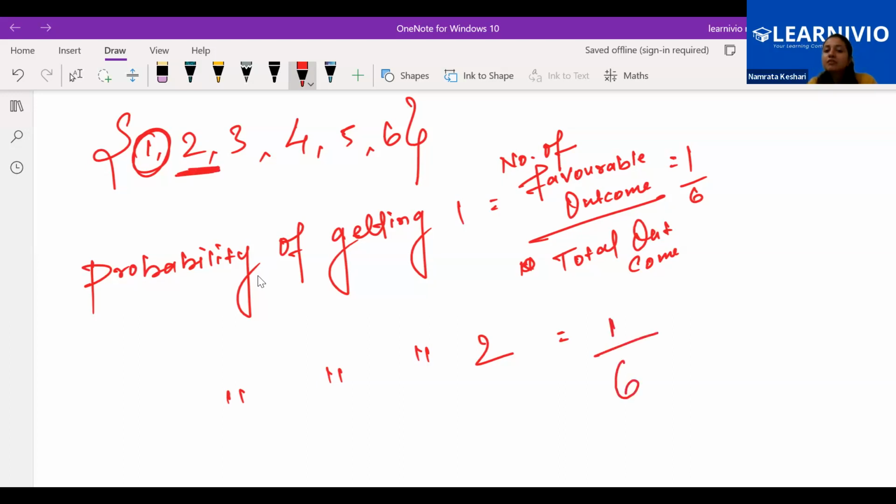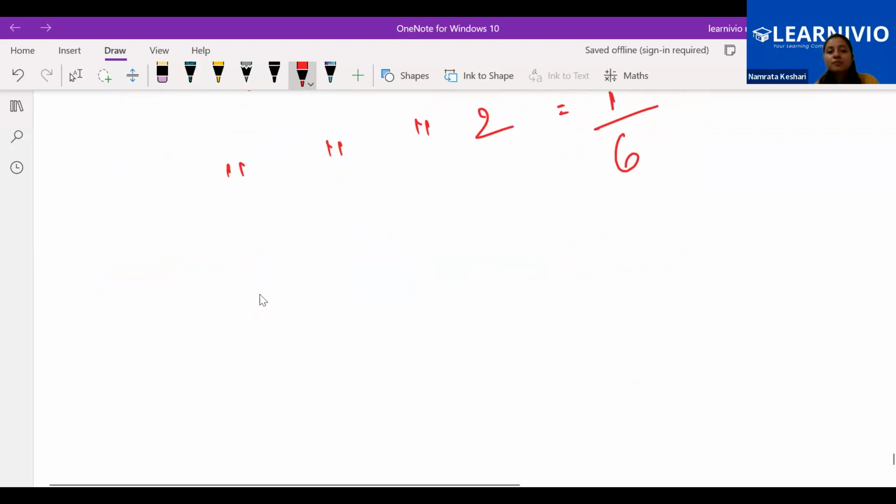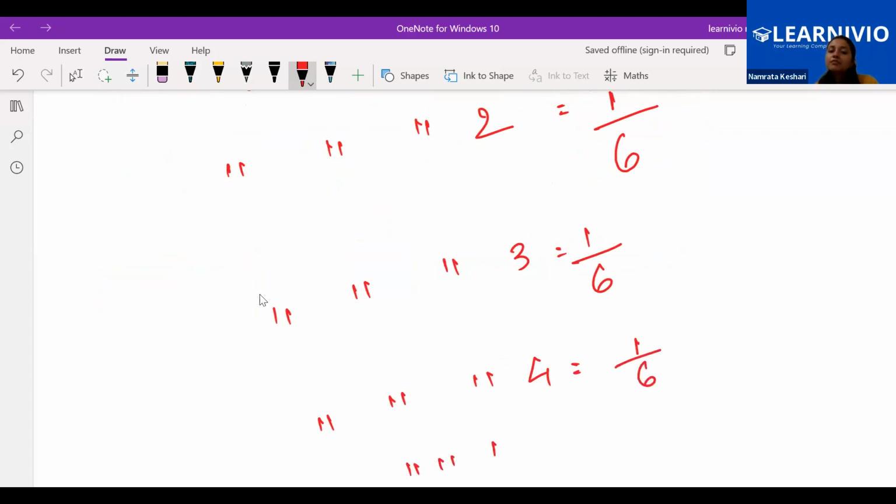What is the probability of getting 3 on the die? 1 by 6. Yes or no? Probability will be 1 by 6. Favorable outcome, total outcome. Probability of getting 4 will be 1 by 6. Probability of getting 5 will be 1 by 6. And probability of getting 6 will be 1 by 6.